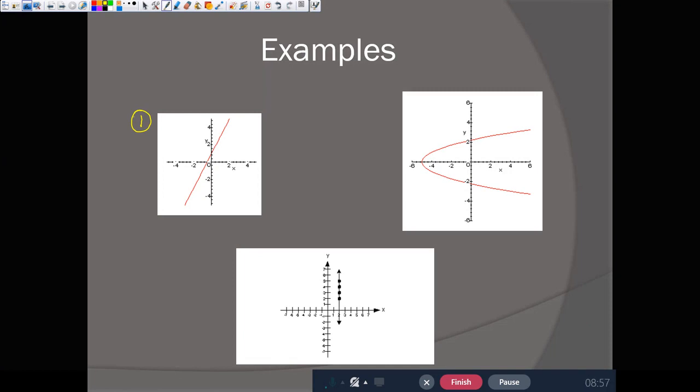How about number 2 here? No. It obviously crosses in more than one spot. So this is no. And how about 3? No. All vertical lines are not functions. Okay? A vertical line cannot be a function. So no.